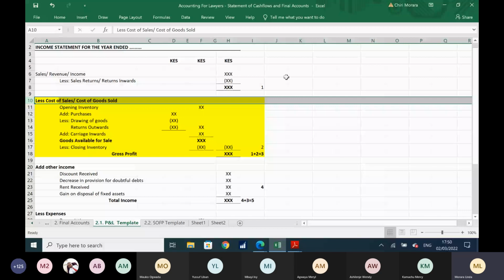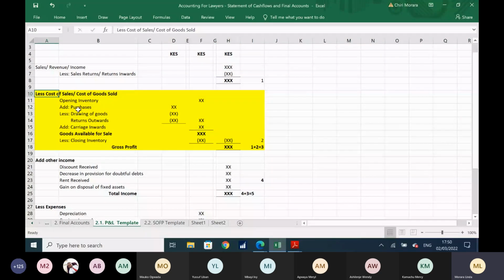What were the incidental costs? Do you have your carriage inwards? I think this was explained. Those are like the main costs, so that without this cost actually you would not have made the sale. And so that is what makes up your cost of sales.